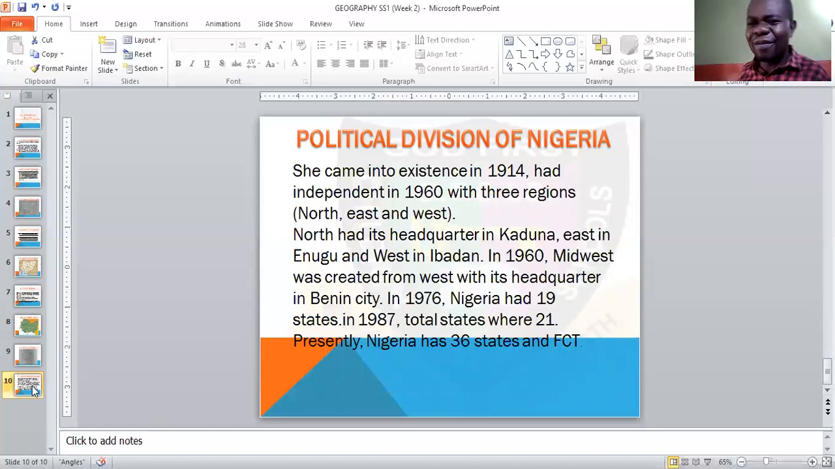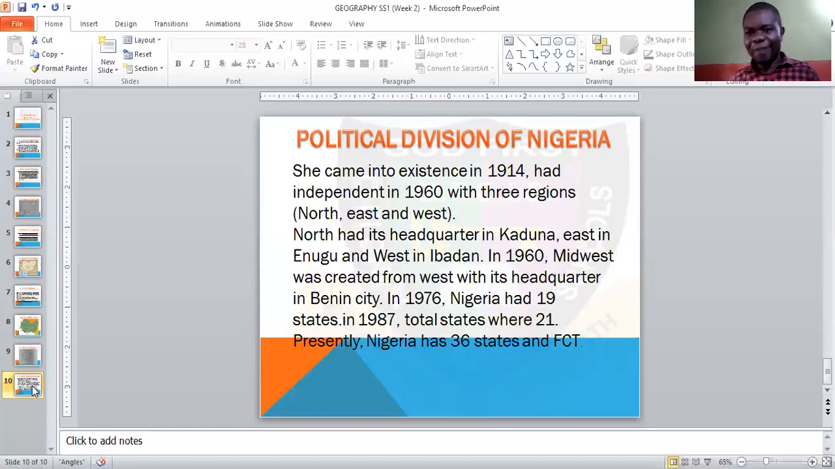Then in 1976, Nigeria had 19 states. In 1988, total states were 21. Today, as we speak, we have 36 states and FCT. You should know that. So each government that comes into power could have the way of saying, I want to add to the number of states.